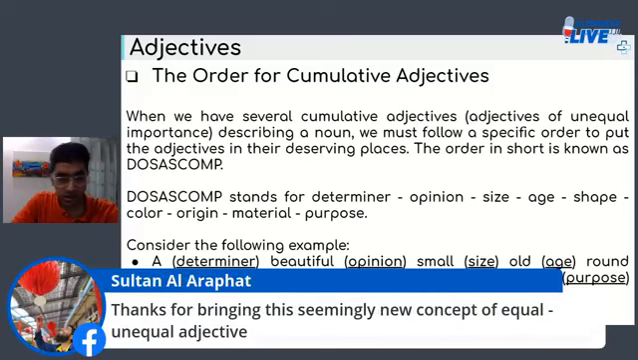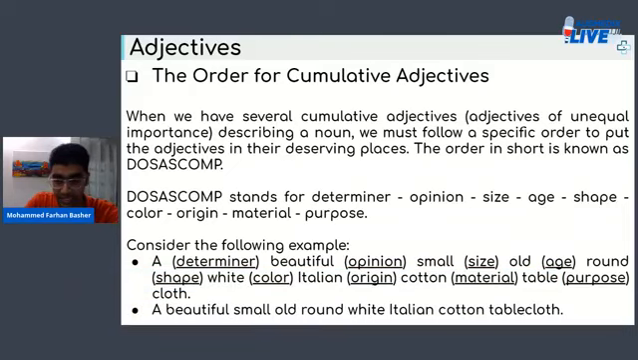Okay? All right. Sultan Al Arafat is saying, thank you for bringing the seemingly new concept of equal and unequal adjective. You're most welcome. I hope I've been able to make enough sense.